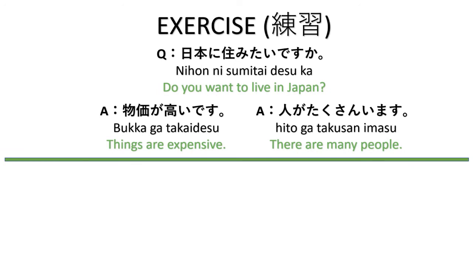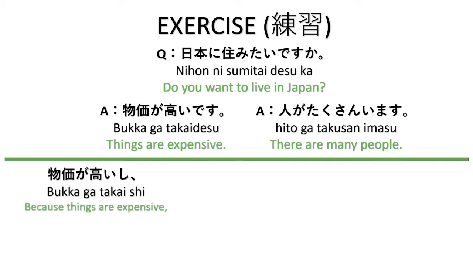Nihon ni sumitai desu ka? That's the question. Do you want to live in Japan? And the reasons are, and you will answer based on the reasons. So, bukka ga takai desu. Hito ga takusan imasu. Things are expensive. There are many people. So the answer is, of course, I don't want to live in Japan. So how do we say that with the explanations?